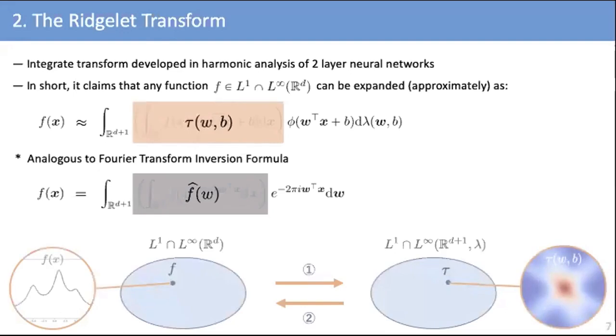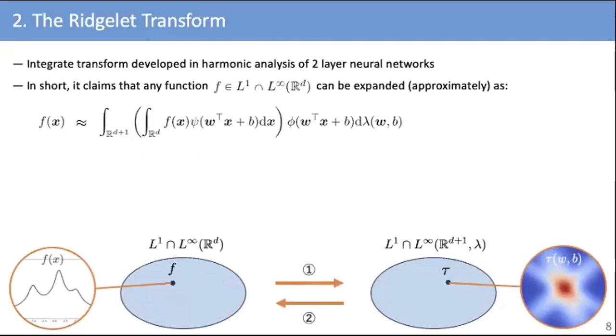So in other words, if we denote the Fourier transform of function f by f hat, then the original function f can be recovered by this integral of f hat and the exponential term. In totally the same way, if we denote this shaded term by tau, the original function f can be recovered by the integral of tau and phi. Okay, so this is a quick introduction of the Ridgelet transform. It basically says the function f can be expanded as this equation.